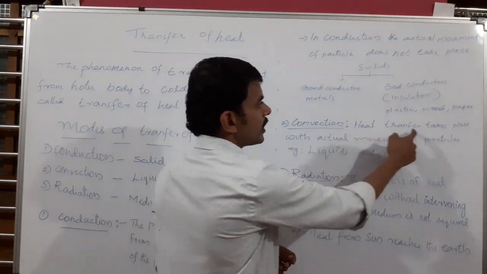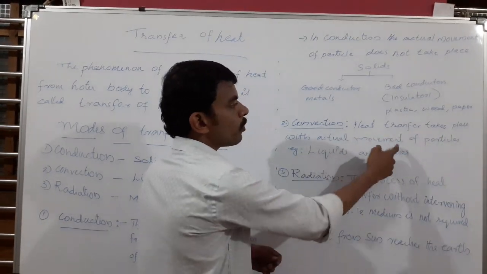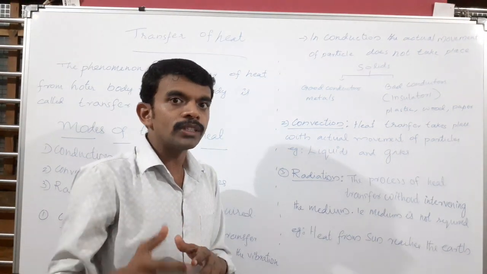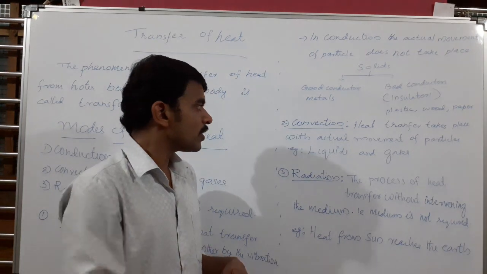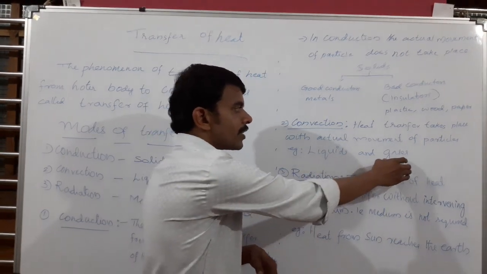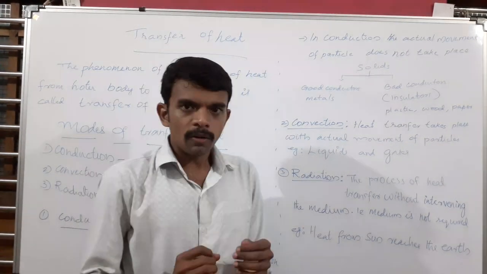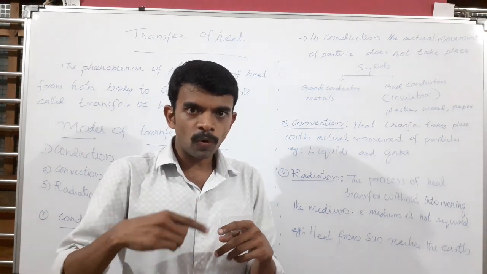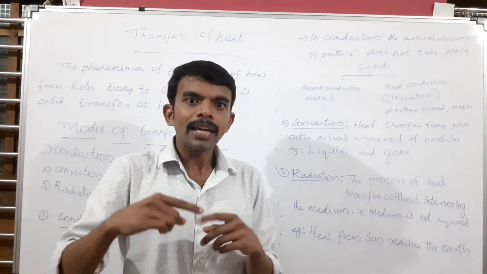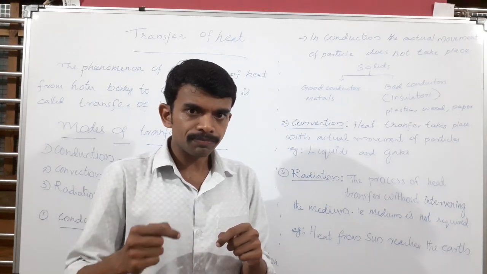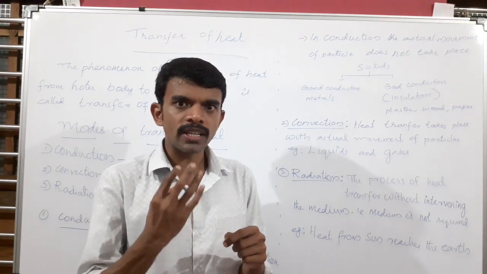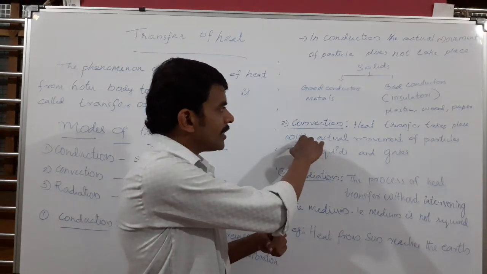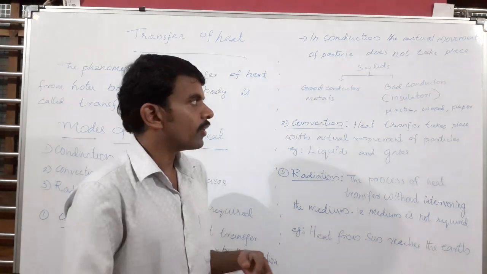So heat transfer takes place with the actual movement of particles. For example, liquids and gases. If you are boiling water, you can observe that while the water is boiling, there is an entire movement in the water. You can see some bubbles coming out also. So there is actual movement in the case of convection, whereas in radiation the medium is not at all required.